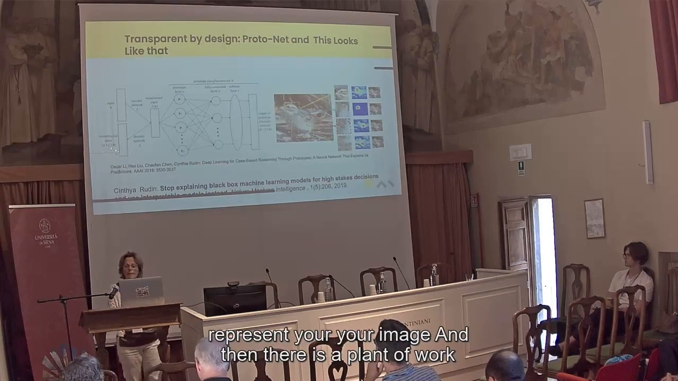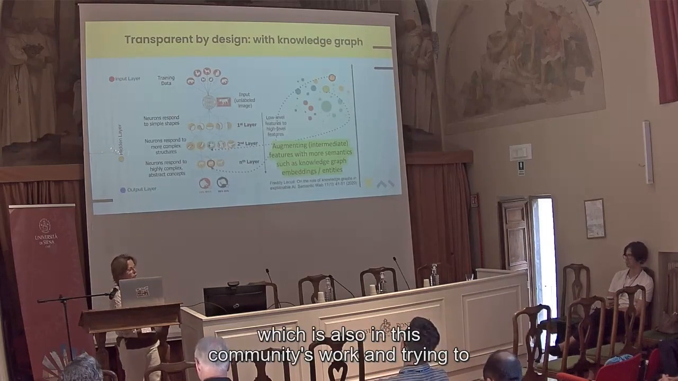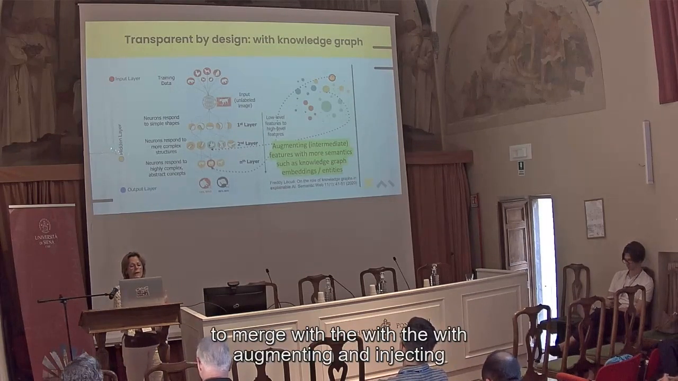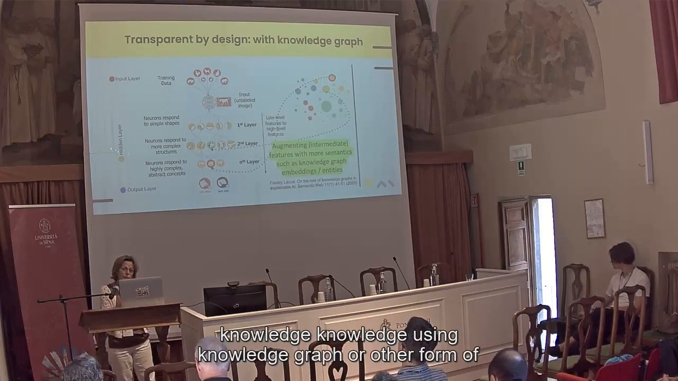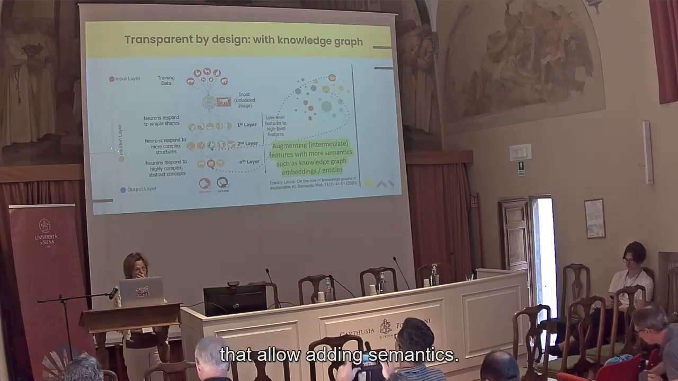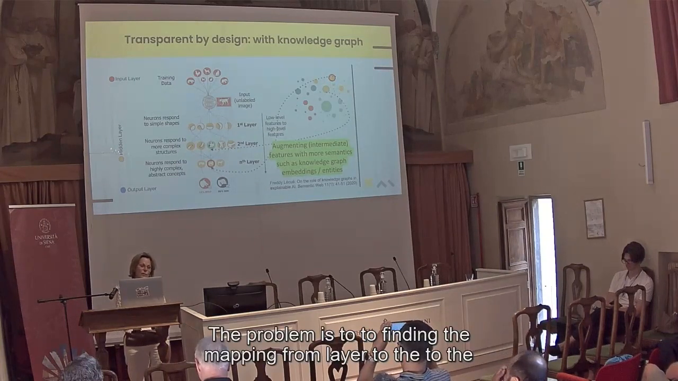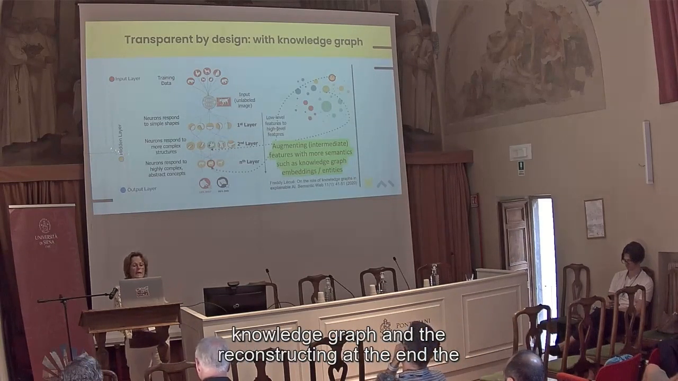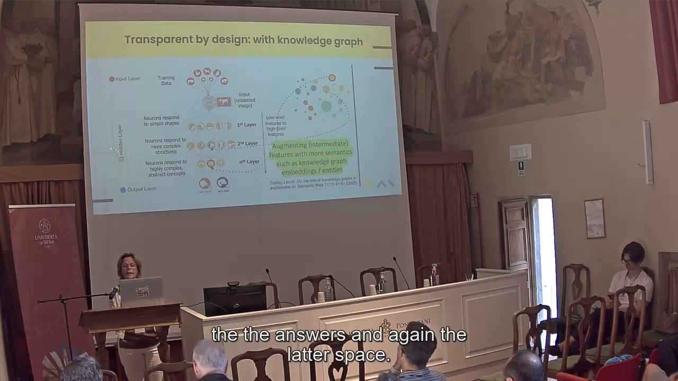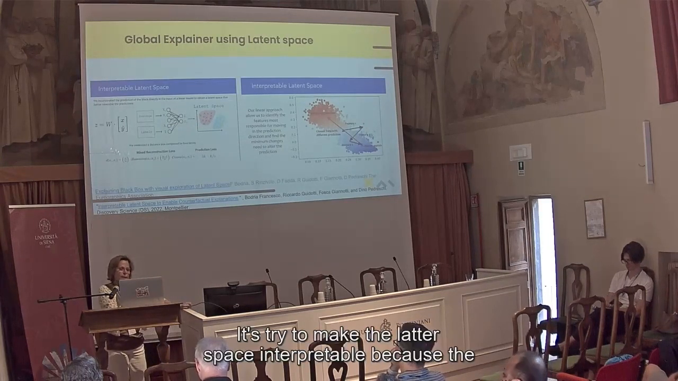And then at the end, it's a sort of looking for the best clusters that represent your image. And then there is a lot of work, also in this community, trying to merge with, augmenting and injecting knowledge using a knowledge graph or other forms that allow adding semantics. Of course, there the problem, as we have seen in several posters today, is to find the mapping from the layers to the knowledge graph and reconstructing the answers at the end. And again, for the latent space, there are other things that can be done, other experiences, trying to make the latent space interpretable.